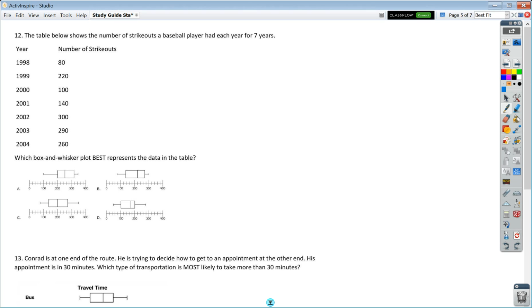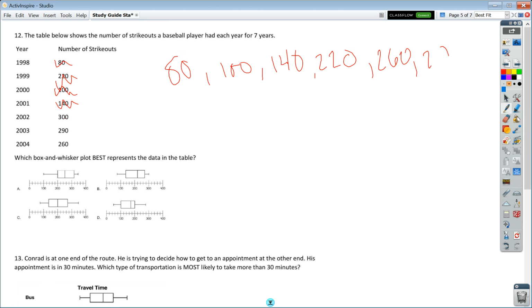So as I'm looking at this, I've got my box and whisker plots. I'm just going to write these down. I've got 80, 100, 140, 220, 260, 290, and then 300.